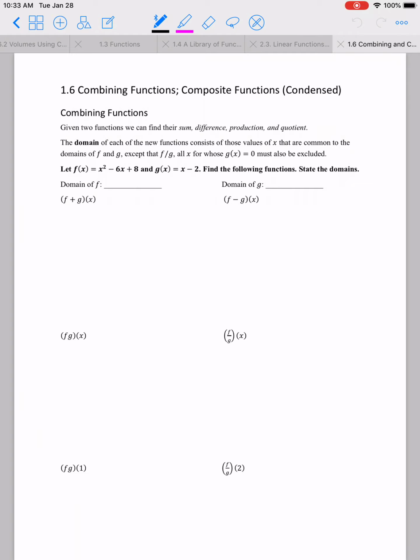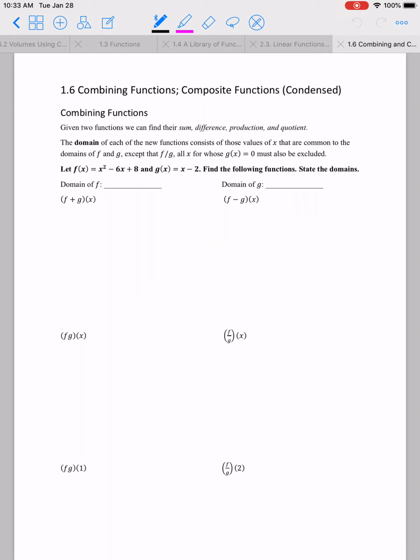The domain of each new function consists of those values of x that are common to the domains of f and g, except if you have f divided by g, where values of x that make g of x equal 0 are excluded. In other words, as long as you don't end up dividing by 0, anything in the domain of both is going to be the domain of the new function.